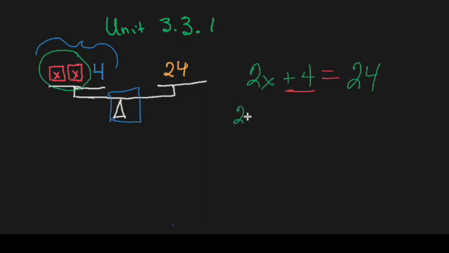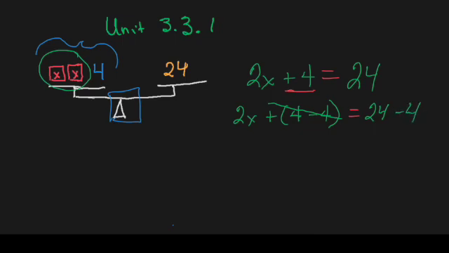So this will look like 2x, and then we will have plus, we have a 4, and then we're going to subtract 4. And what that's going to do is that's going to allow us to cancel out both of these 4's. Now, in order to preserve our balance, we're going to have to subtract 4 from the other side as well. So on the other side, we're going to see 24 subtract 4.